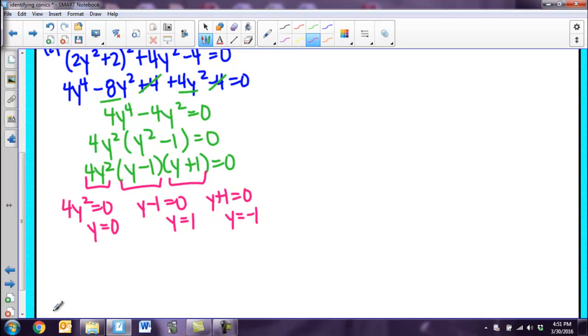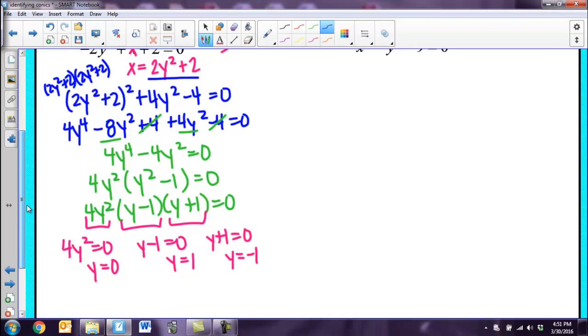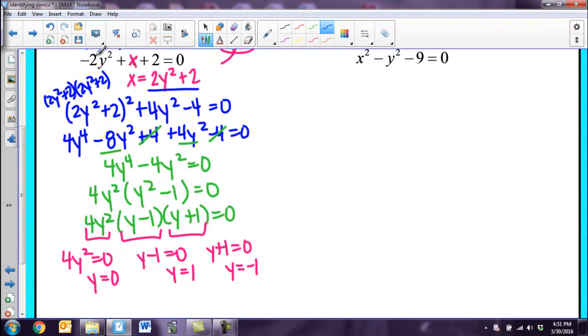If I want to find the exact points of intersection, all I've got to do is plug these y's back into one of the first equations. The easier one to plug into is the second one, because all I've got to do is square the y and then solve that for x. So I could actually use the one that I've already solved. If I have 2 times 0 squared, that's 0 plus 2. So this point would be at 2, 0. Okay? And then the other thing that I have here, shouldn't that be minus?